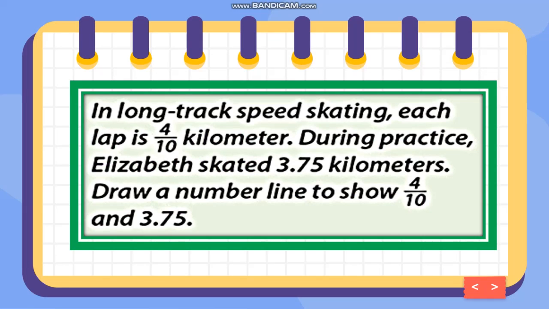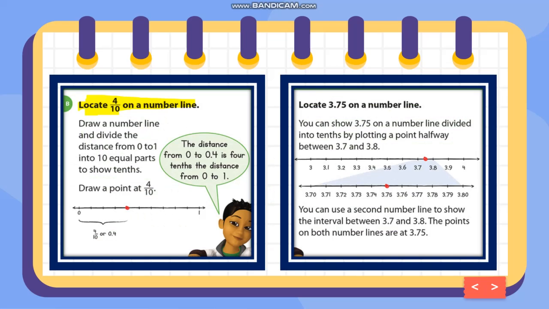Let's analyze this problem. Long track speed skating, each lap is 4/10 kilometer. During practice, Elizabeth skated 3 and 7/5 kilometers. Draw a number line to show 4/10 and 3 and 7/5. So first, let's locate 4/10 on a number line.